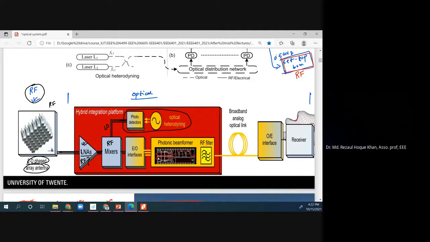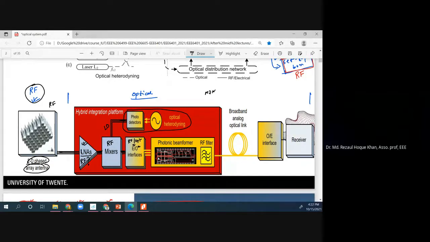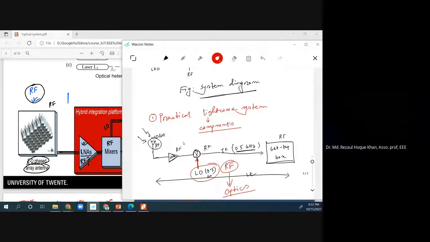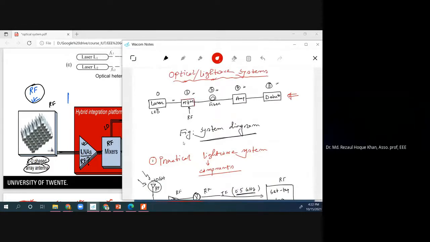Then the signal that is coming out, we will convert this RF to optics. That's why it's called electrical signal to optical signal. How? Which device converts an electrical signal to an optical signal? Remember which device does that? The Mach Zehnder modulator, right. What does the Mach Zehnder modulator do? We showed you in our system diagram, this one.